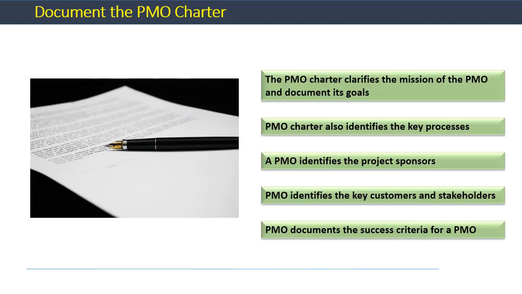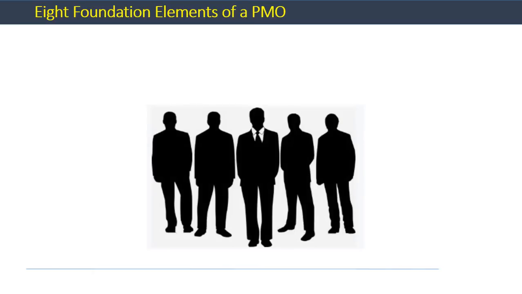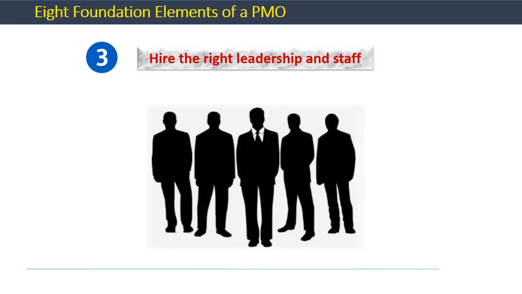So far, we have covered the first two steps that are important in the setting up of a PMO. They are, number one, identifying the goals of the PMO and deciding on the type of the PMO, and number two, documenting the PMO Charter. This takes us to the third important step in the setup of a PMO, and that is to ensure that it is staffed with the right leadership and other PMO staff.